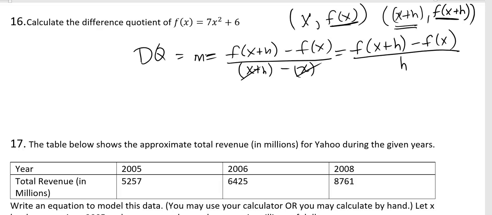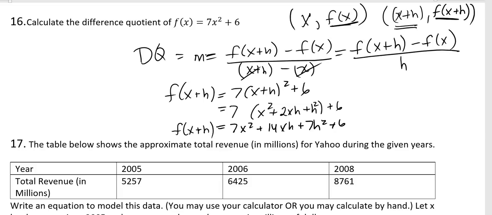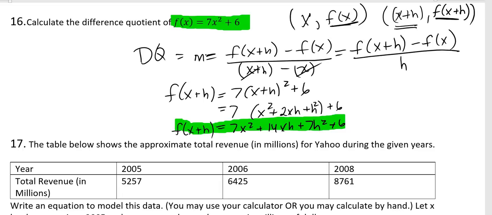So we know what f of x is equal to. We're already given that. So it's equal to 7x squared plus 6, okay? So we need f of x plus h. And to find f of x plus h, all we're going to do is wherever there's an x, we're going to replace it with an x plus h. And we're going to expand that out, okay? So I have f of x plus h is equal to 7x squared plus 14xh plus 7h squared plus 6. Okay, now I'm just going to substitute each of these values into our difference quotient formula. I substituted each of those into my difference quotient, and I ended up with what I have over here in pink.